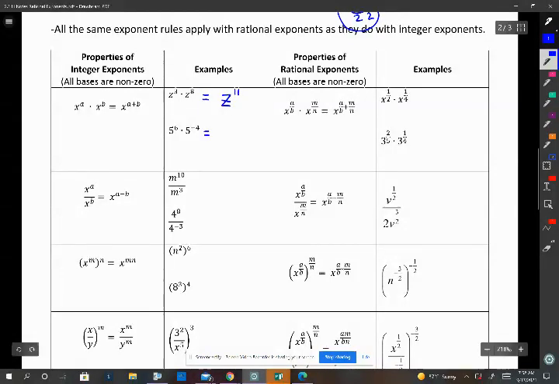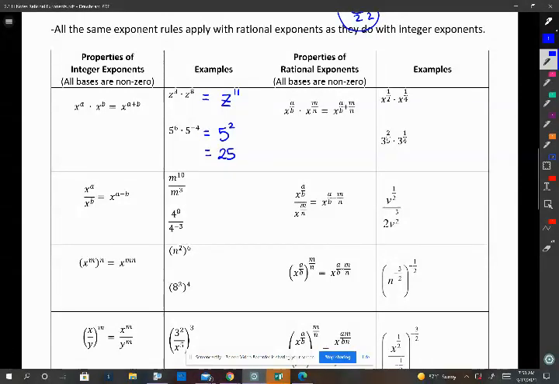If we look at a base of just a number, my base is still the same. It's still going to stay 5. And then 6 plus negative 4 is 2. And if we can simplify it, great. If not, if it's too big, we just leave it. But in this case, 5 squared is 25. It's not a big deal.